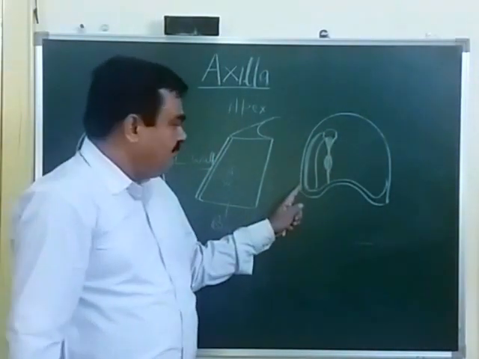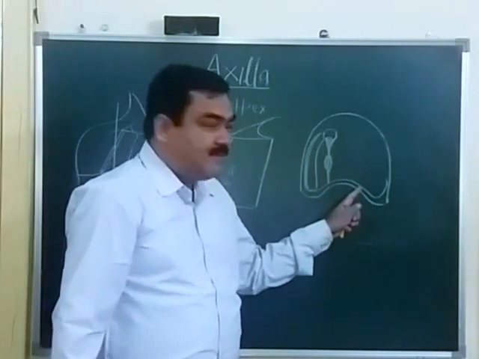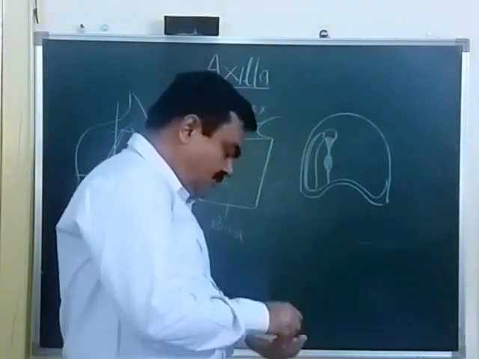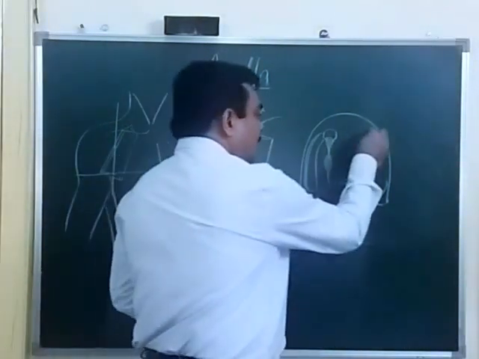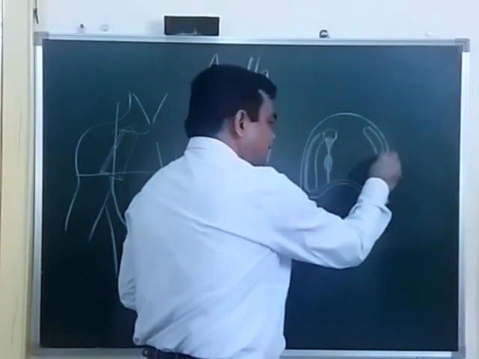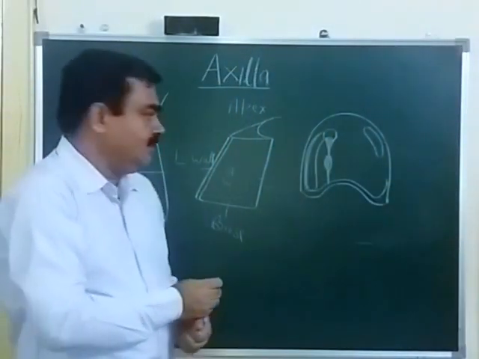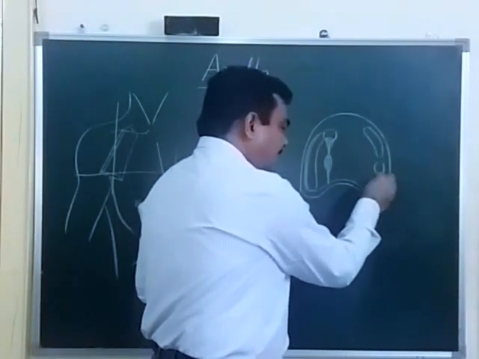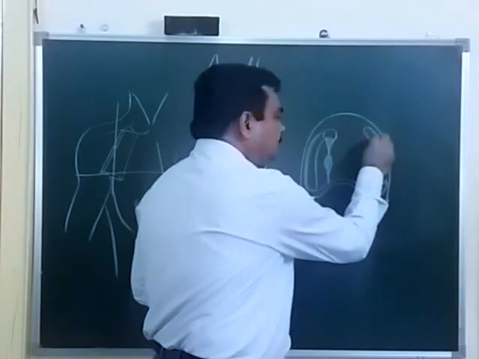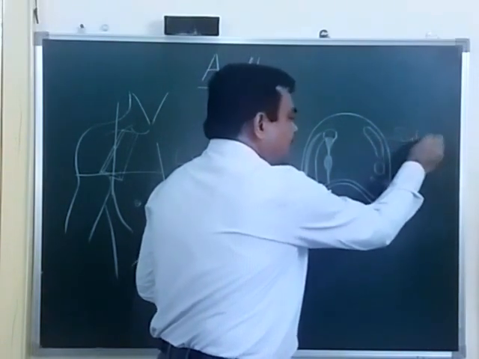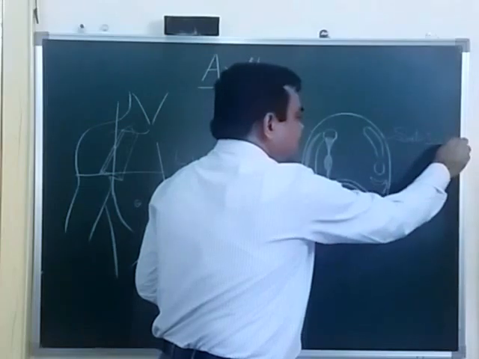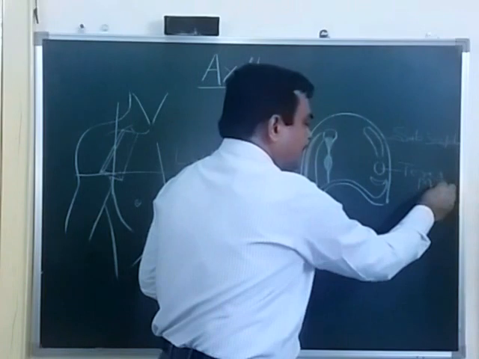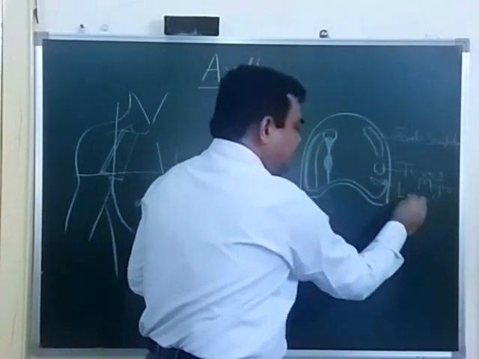This fascia becomes continuous with the fascia which forms the floor of the axilla, and posteriorly it becomes continuous with, here is subscapularis muscle, then there is teres major muscle, then there is latissimus dorsi. This is subscapularis, this is teres major, and this is latissimus dorsi.